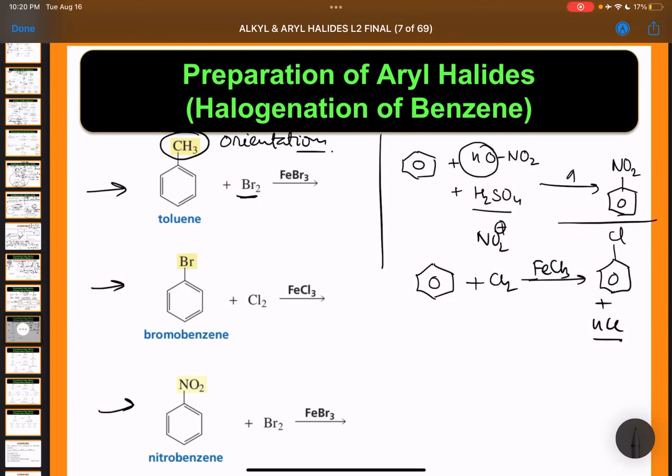So any idea what is going to happen in this? It will attach at the ortho and para positions. Yeah, very good. Ortho and para. So how did you decide ortho and para? Because they will be electron rich by resonance. Yeah, exactly. And so this is ortho and para. And what about this one? Toluene is ortho-para directing. What about this one? Bromobenzene. That also is ortho-para. Yeah, ortho-para.